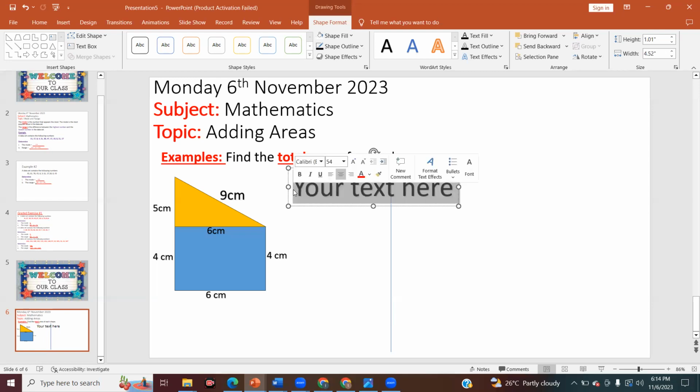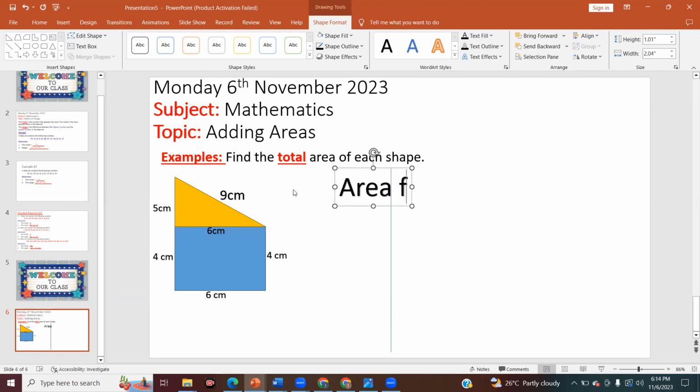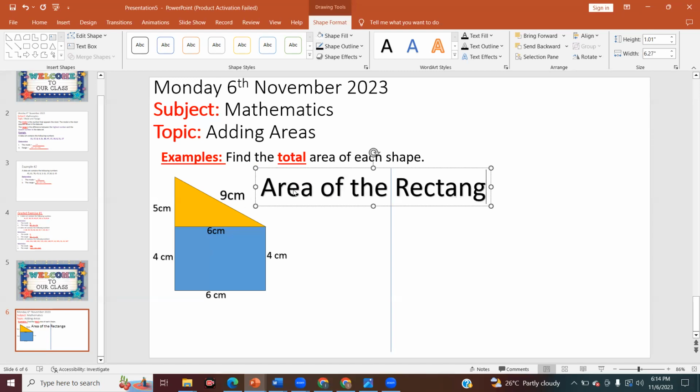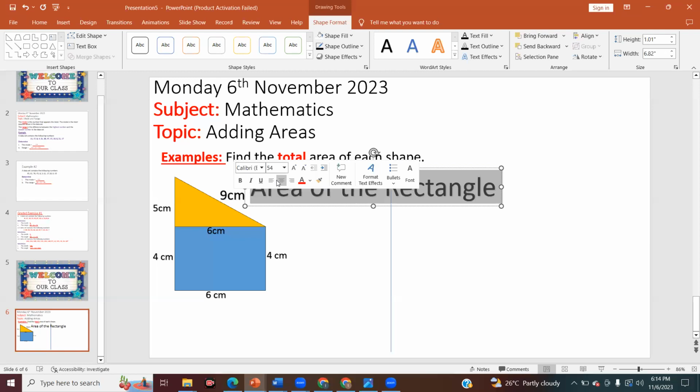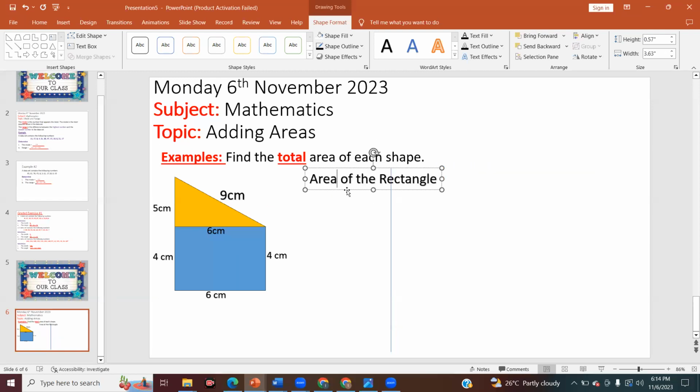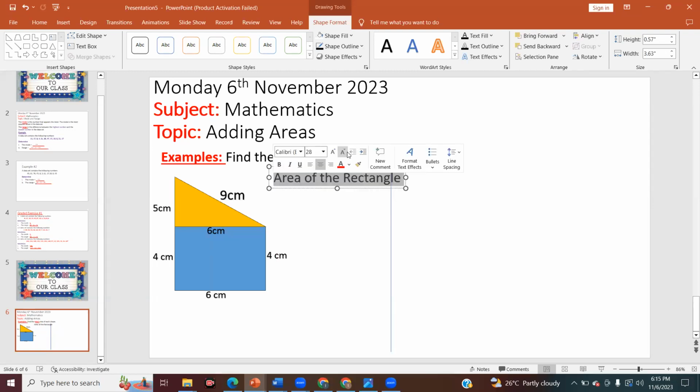So what's the formula for the area of the rectangle? Length times width. Very good. The formula is going to be length times width. So the area of a rectangle is going to be length times width. Let me make this smaller, put this here, enlarge it, and underline it.